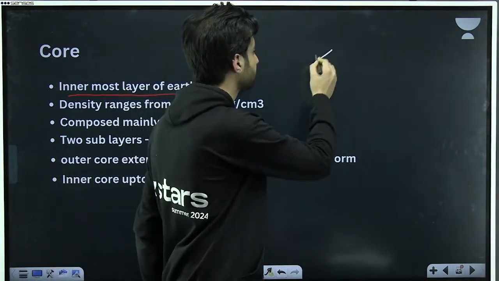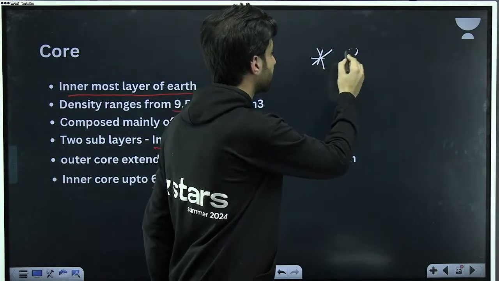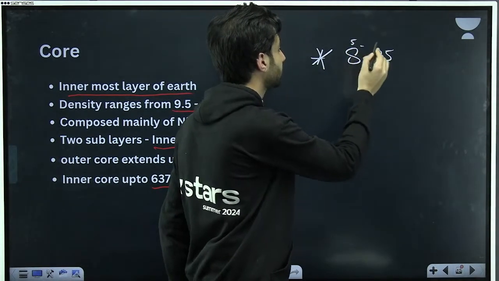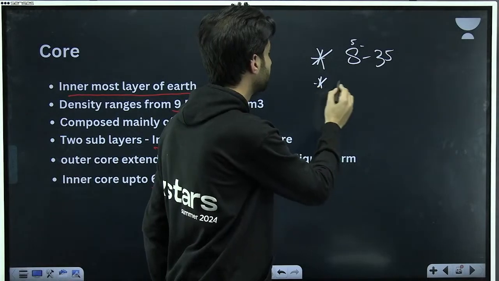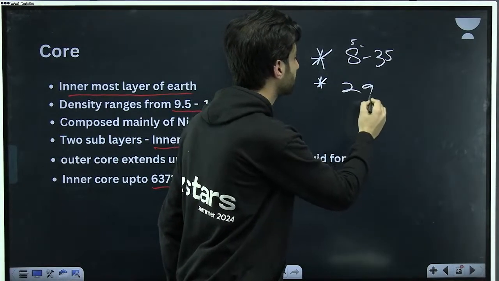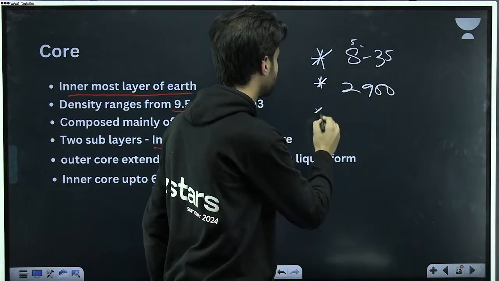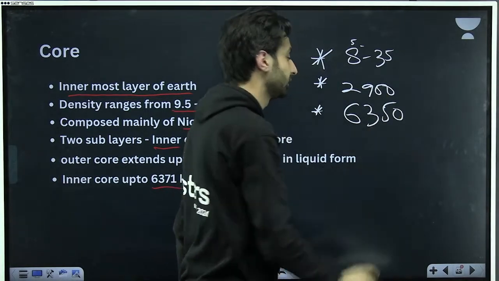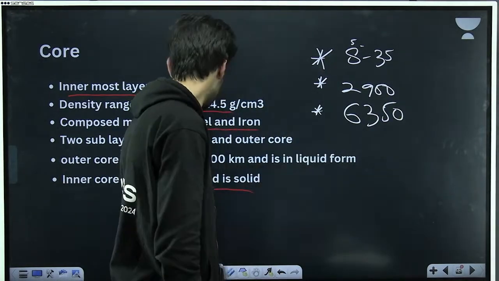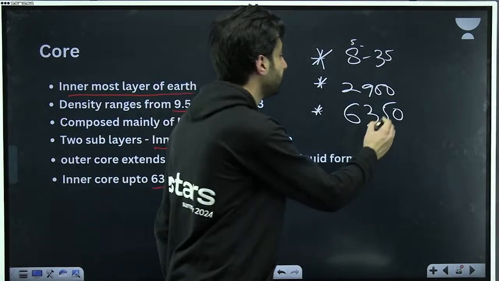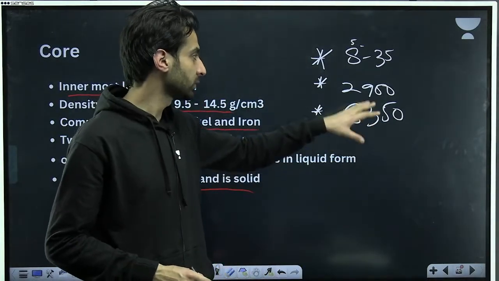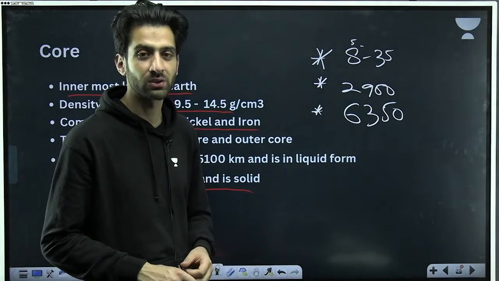Just for the sake of your knowledge, if you want to take it down, these are some of the factual points. If you missed it, the crust is from 8 to 35 kilometers, or 5 kilometers to 35 kilometers. Mantle will be up to 2,900 kilometers. And the core will go up to 6,350 kilometers. This is the radius of the earth as well, 6,371 kilometers or 50. It's roughly about this range. This is how there is variation in the different layers of the earth.